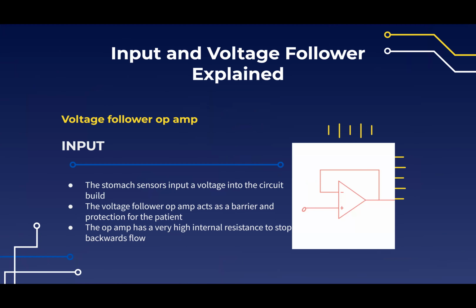The first part of the circuit is the input and voltage follower op amp. The sensors are placed on the stomach and input a voltage through the circuit, which then goes through an inverting voltage follower op amp. This inverting voltage follower op amp has a very high internal resistor, which keeps the signal from having a potential backwards flow. This prevents any signal from backtracking and harming the patient. Since this op amp is inverting, however, the signal must be inverted again to keep the signal in its correct form, and this is seen later on in the circuit.